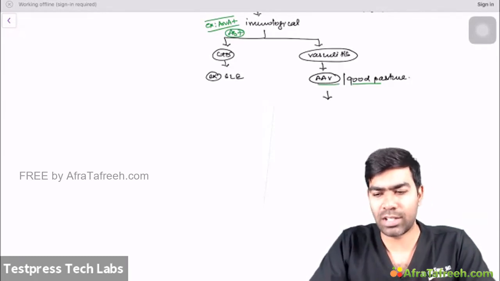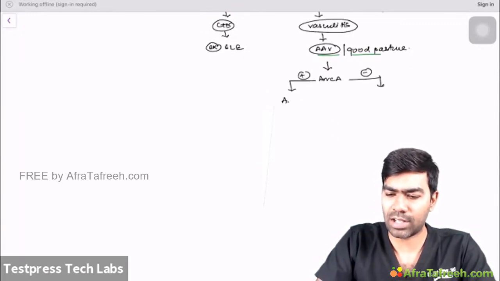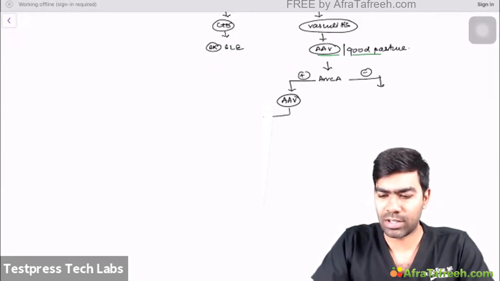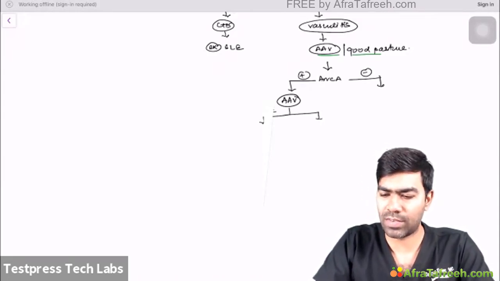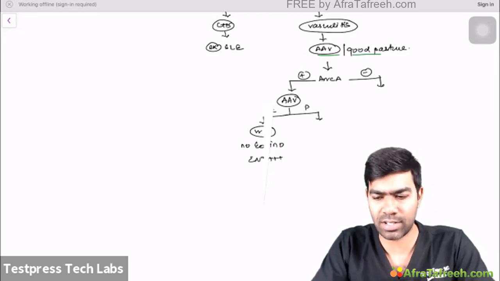So in this setting, see whether ANCA is positive or ANCA is negative. If ANCA is positive, then I'm dealing with an ANCA-associated vasculitis. In this setting, see what ANCA you're seeing, whether it's a C-ANCA or a P-ANCA. If it's C-ANCA, usually it goes towards Wegener's granulomatosis, and these patients will not have eosinophilia, and they'll have a prominent ENT involvement, which clearly tells you that it's Wegener's granulomatosis.